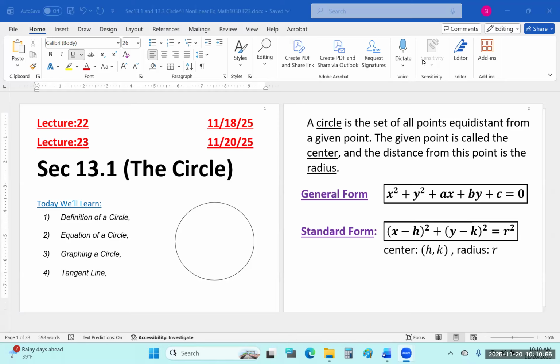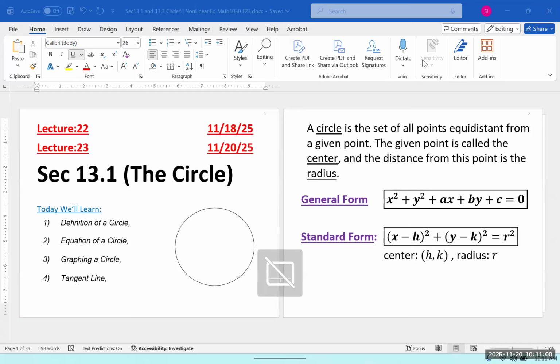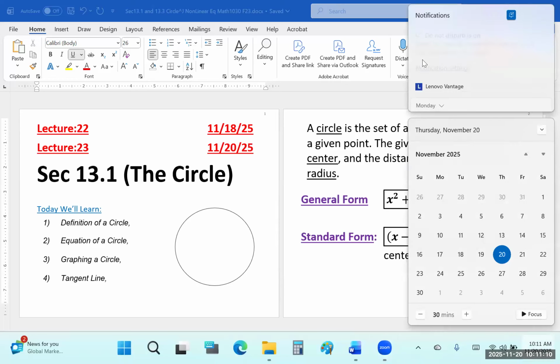Good news, we have only 2 sections. That's it. And then you'll be done with the syllabus. Yay. Bad news, you already know your exam will be on December 4th. So 2 weeks from today.